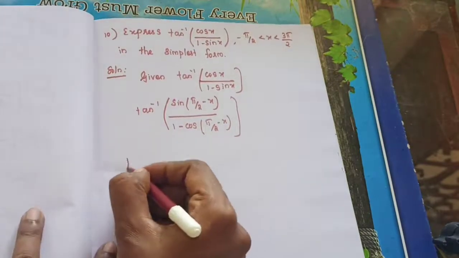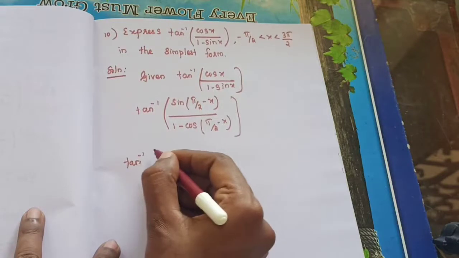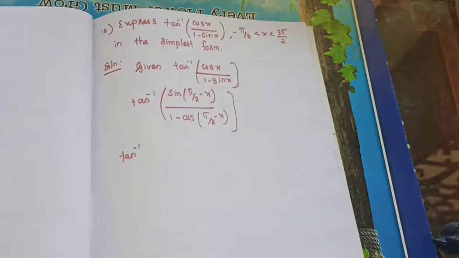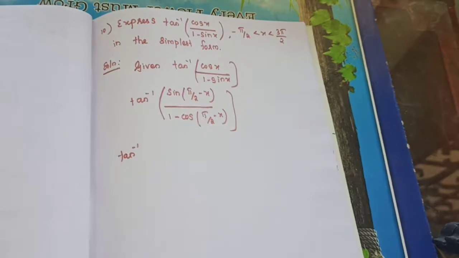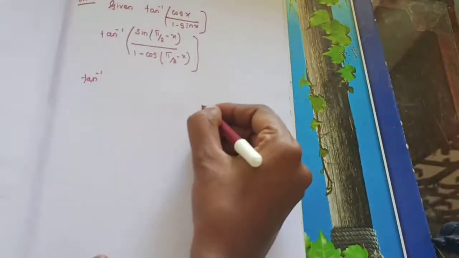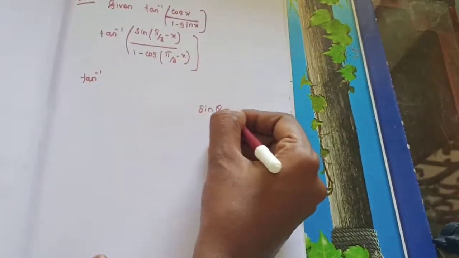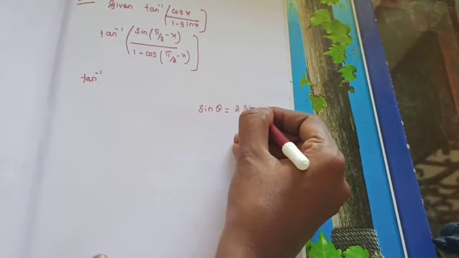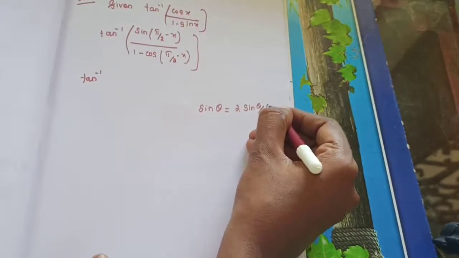Okay. That's equal to tan inverse of... here we are going to use two formulas, children. That is sin theta equal to 2 sin theta by 2 cos theta by 2.